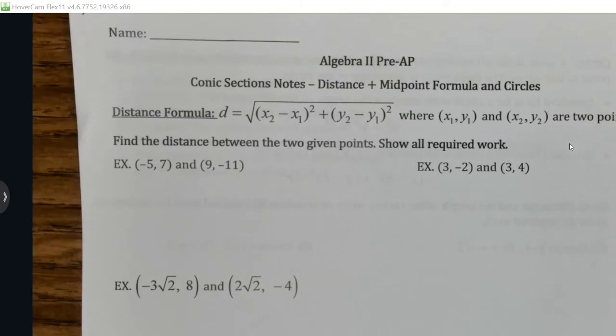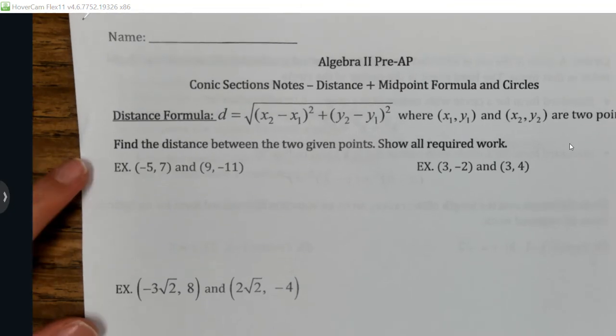Okay, so this section will be conic sections. We'll cover circles, then ellipses, and hyperbolas and parabolas. And then the very last lesson, we're going to do solving quadratic systems. Okay, so this one is pretty simple.